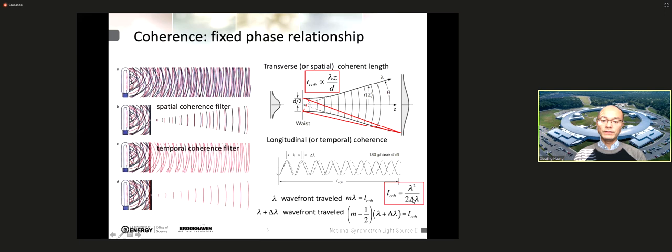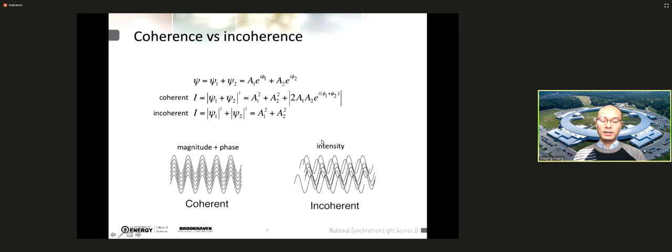Okay, now let's briefly see the difference between coherent and incoherent illuminations. For this purpose, we can express the vibration of the wave as a complex variable. A stands for the vibration magnitude, and then there's a phase term. In coherent mode, if we superpose two wavefronts and calculate the total intensity, we get this expression, and we see there's a cross-talk term, or interference term, over there.